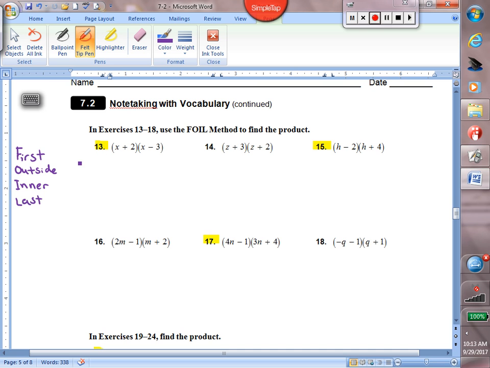So when we look at our 2 binomials, the F part, we want to multiply the first term in each binomial together. So that would be our x and our x to give us x squared. The O part means I take the 2 outside, or the 2 outermost terms. So that's going to be the x and the negative 3.